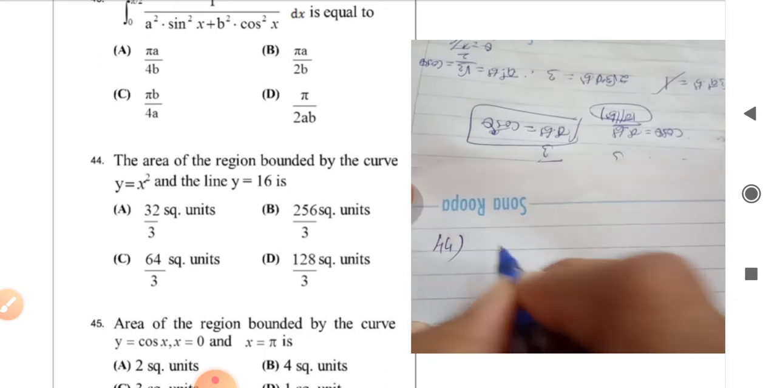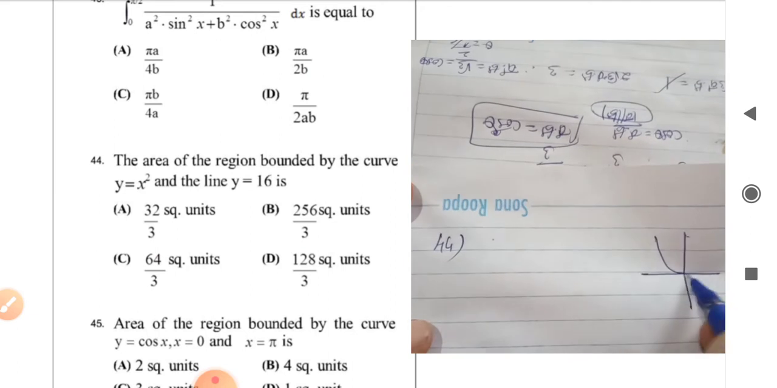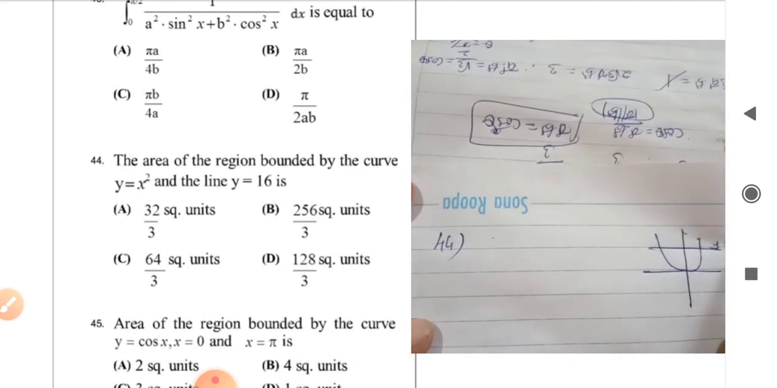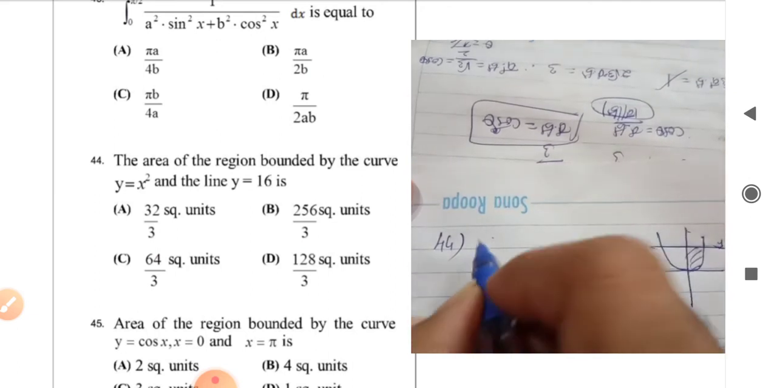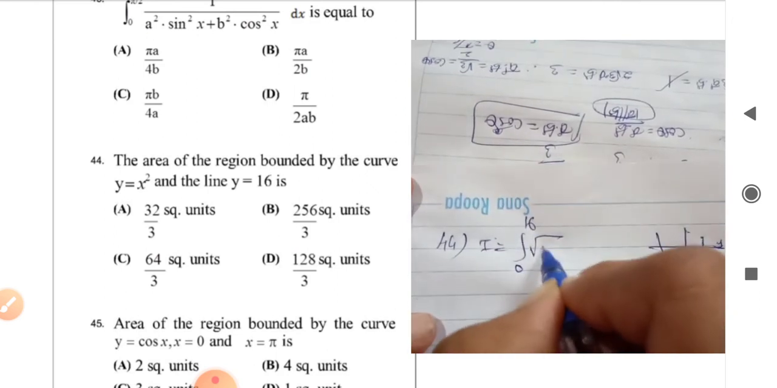Y equal to x square they have given. Simply the graph looks like this. It is symmetrical about the y axis. This is y equal to 16, correct. So therefore now what I can do here is area equals integration from 0 to 16 of square root of y dy, correct.